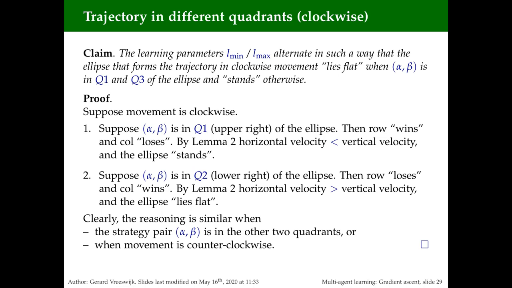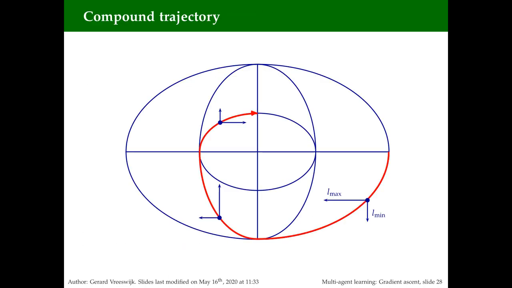So basically when you have this picture in mind and you understand that the learning rates are made such that the form of the trajectory is adapted such that the movement spirals into the origin, then it's okay.